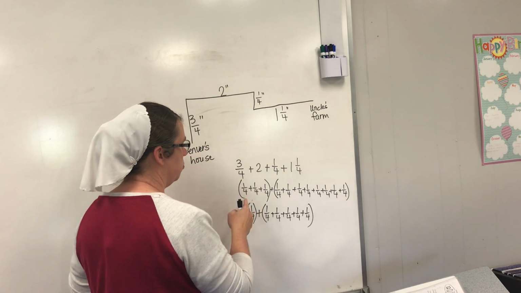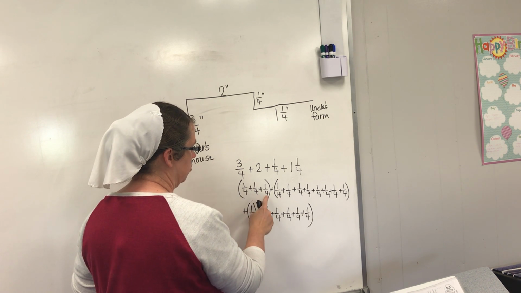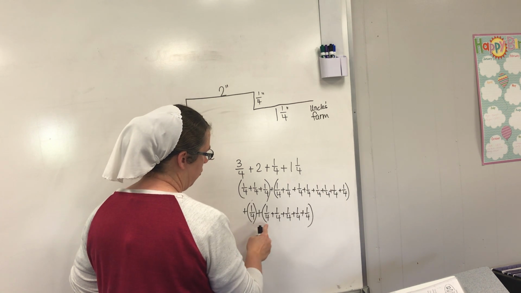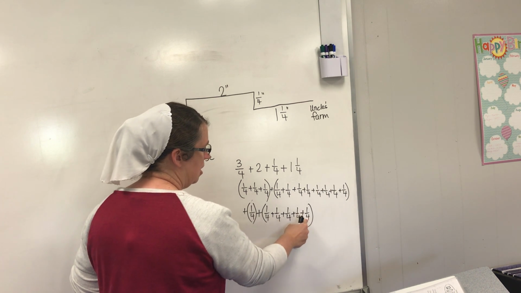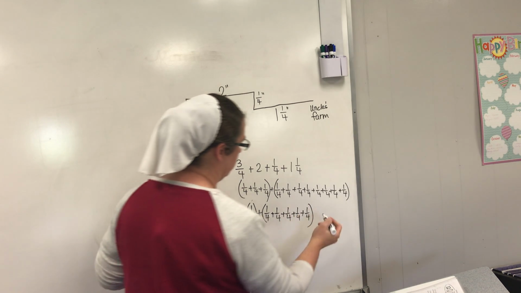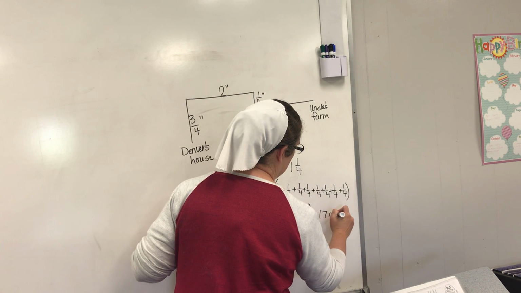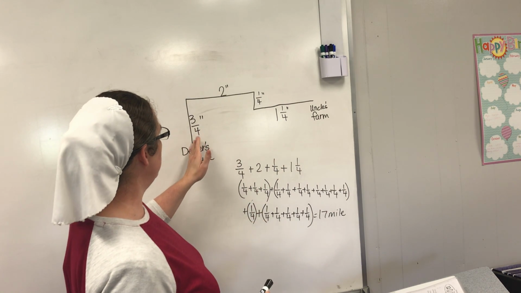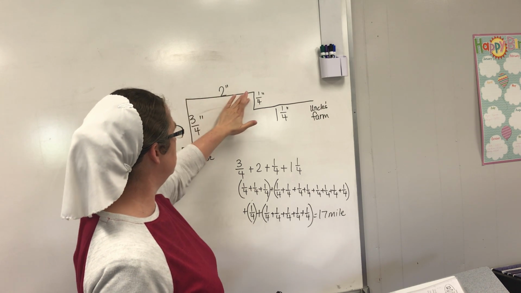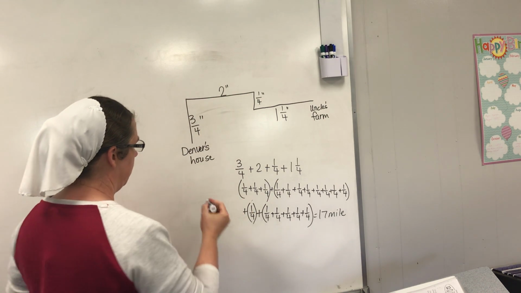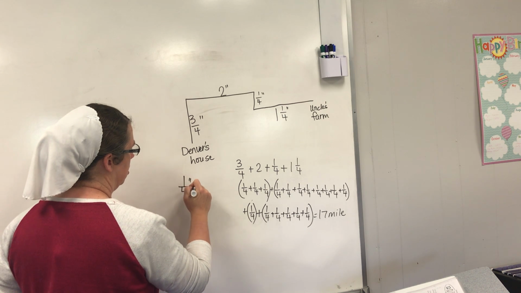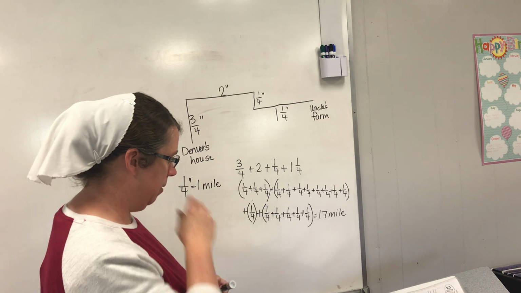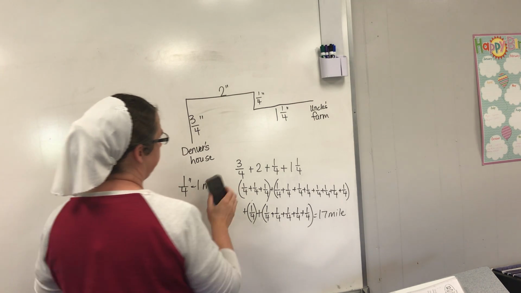Remember on his map, every 1/4 equals 1 mile. So how many 1/4 do we have? This is 1 mile, 2 miles, 3 miles, 4, 5, 6, 7, 8, 9, 10, 11, 12, 13, 14, 15, 16, 17 miles. But the 1/4, remember, stands for inches. So this is so many inches, this is so many inches. And on our map 1/4 inch equals 1 mile. That's how he did his map.